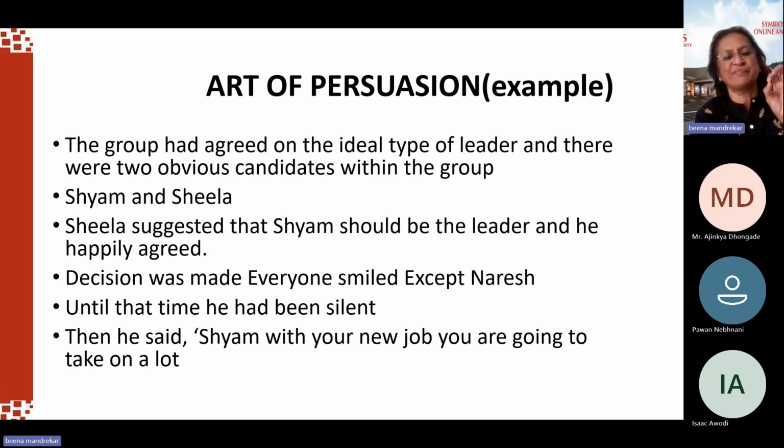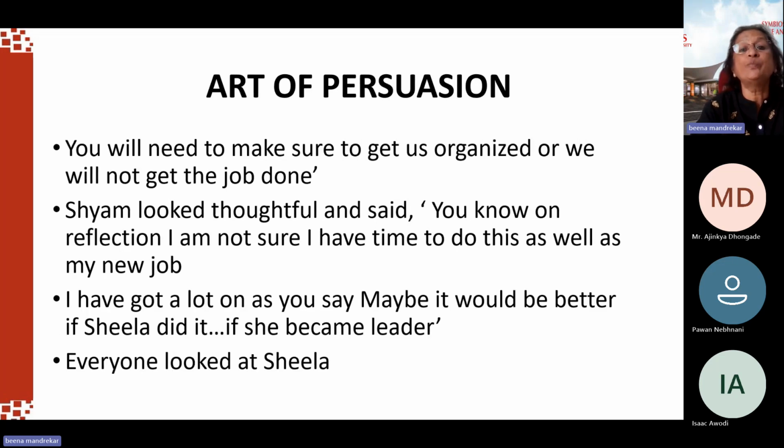Now, Naresh came up. He had been silent for a long time, but now he said, Sham, with your new job, you're going to take on a lot. See, you have got a new job, you have got a lot of responsibilities there. Will you have time to be the leader here? Is the objection that Naresh put up. You will need to make sure to get us organized, or we will not get our job done. So you have to be a leader in your new job. You have to be a leader with us and get us organized. Otherwise, we will not get our job done.